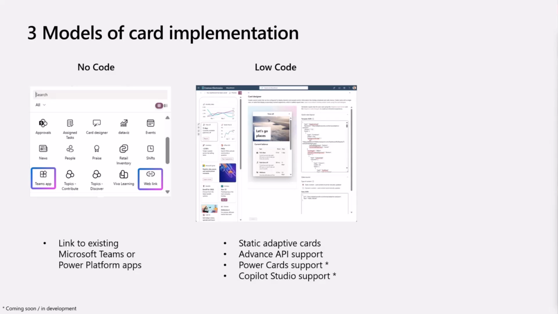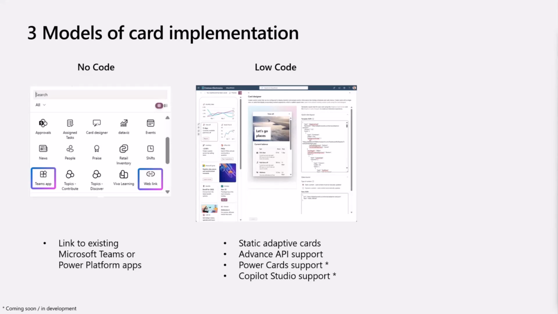Or in the future, you can do Power Cards support here as well. So you can tack on any Power Card which is created, and surface those directly within any device within Viva Connections. And we're also working on Copilot Studio support, which was already demoed at Build this spring. So you can publish your Copilot Studio UXs directly within Viva Connections as individual cards and quick views and all of that.